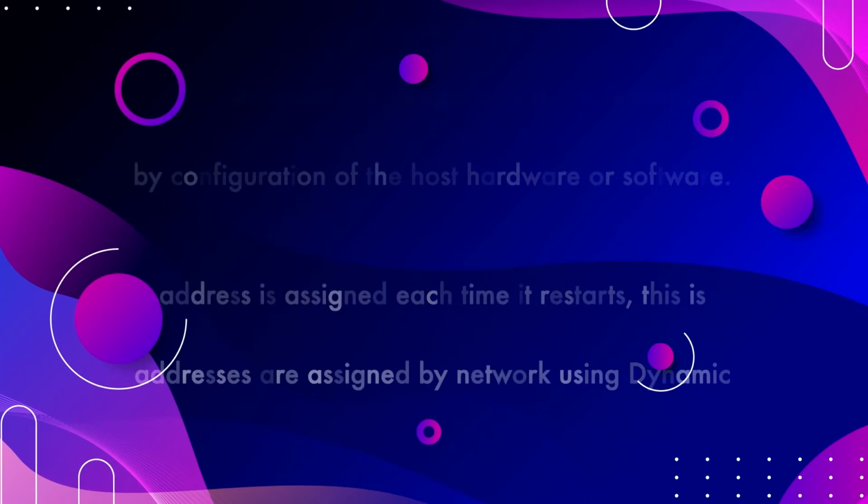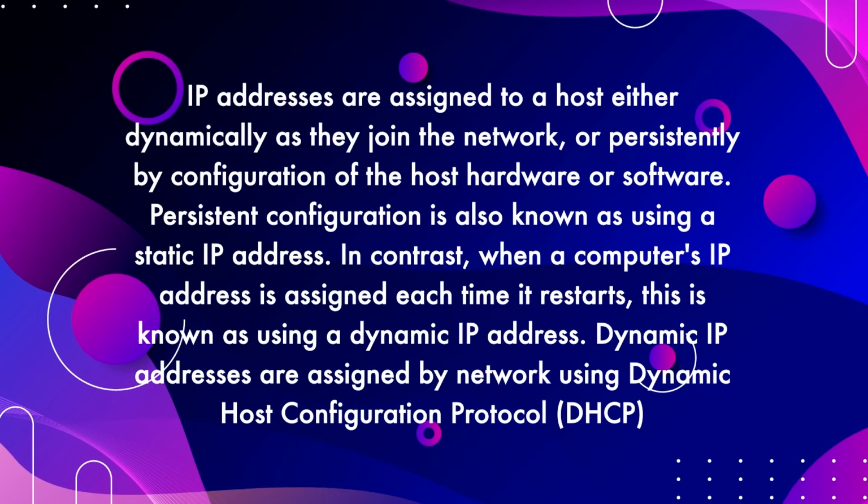IP addresses are assigned to a host either dynamically as they join the network, or persistently by configuration of the host hardware or software. Persistent configuration is also known as using a static IP address. In contrast, when a computer's IP address is assigned each time it restarts, this is known as using a dynamic IP address. Dynamic IP addresses are assigned by the network using dynamic host configuration protocol.